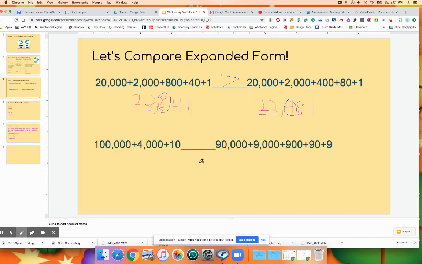Sometimes these ones look a little tricky. Let's change them to standard form. So I have 100,000 plus 4,000. That would give me 100,4,000 plus 10. So there are no hundreds. Awesome. Here, oh boy, I have 90,000 plus 9. So that gives me 99,000. That sounds like a lot, right?